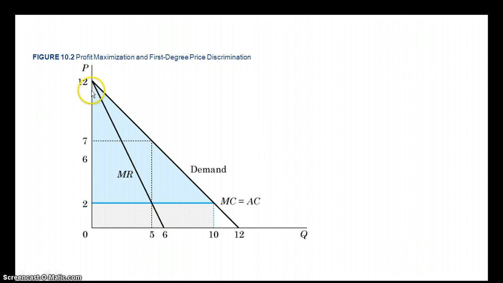1/2 base times height is the area of that triangle, and that would be 25 times a half, 12.5. So if they could price discriminate, if they could come up with a way of getting these people willing to pay more to actually pay more, they could make an additional $12.50 in revenue by capturing this part of the consumer surplus.